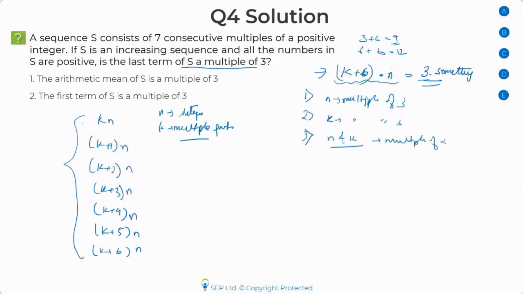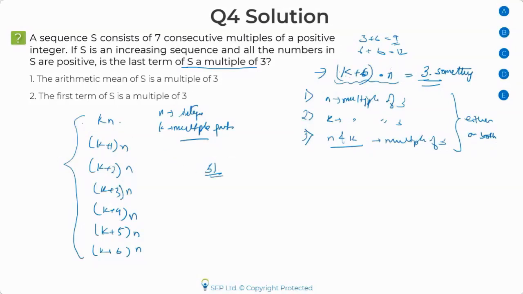Okay. So in short, your inference before going to the statement is that if I can figure out if either or both are multiples of 3, I can get my answer. As long as I can figure out whether n or k is a multiple of 3, I have my answer. That's all. Okay, I hope it's clear. Now with this information, you move on to the first statement.